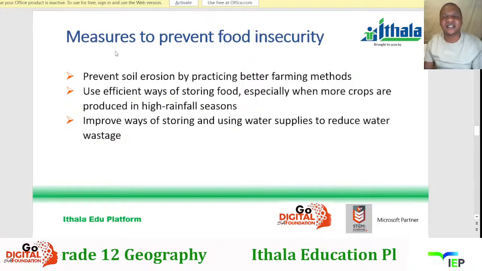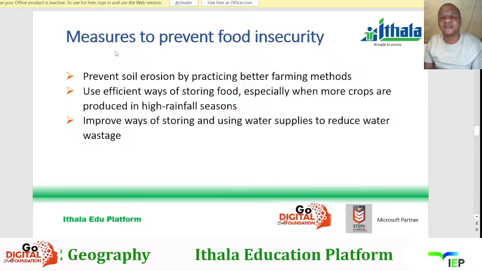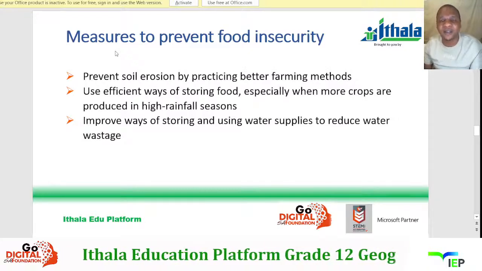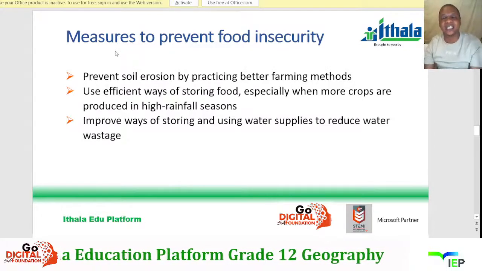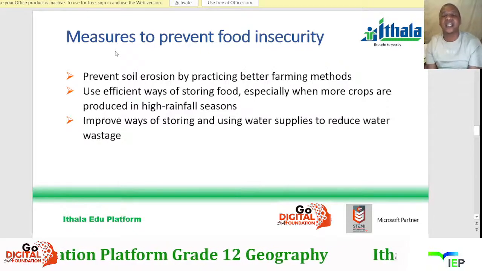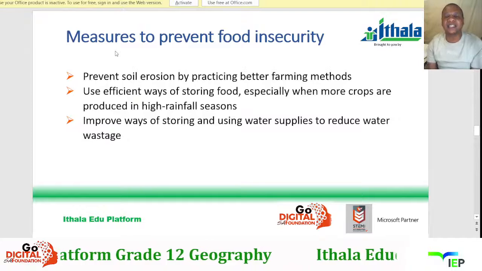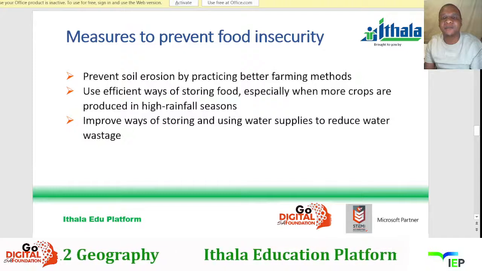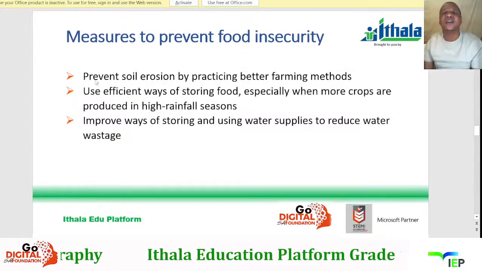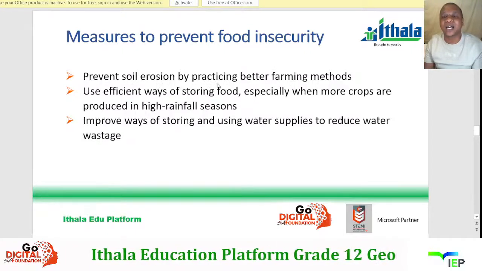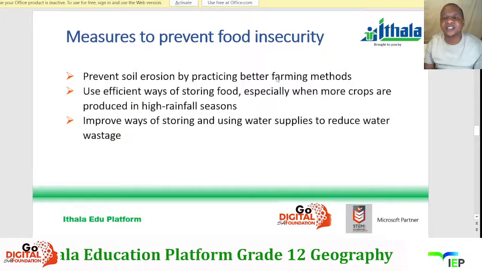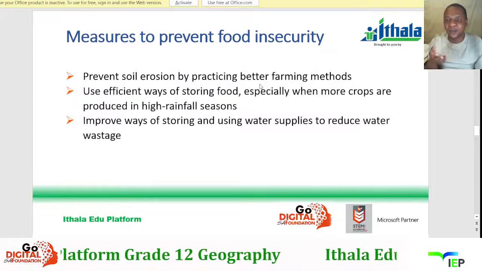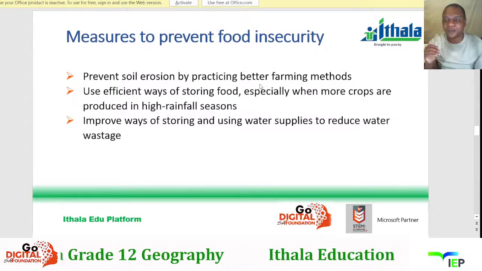Now, what measures can you use to prevent food insecurity? So this is an exam type question. Ekumele uyilindele nje kwi-question yakho, mhlambe in a paragraph of approximately 8 lines. Please do come up with points that you can use to prevent food insecurity in the country. So what would be those measures that you can put in place? Number 1, you need to prevent soil erosion by practicing better farming methods. That you may practice what you call contour plowing. So do away with the vertical plowing because all your crops will be washed away.